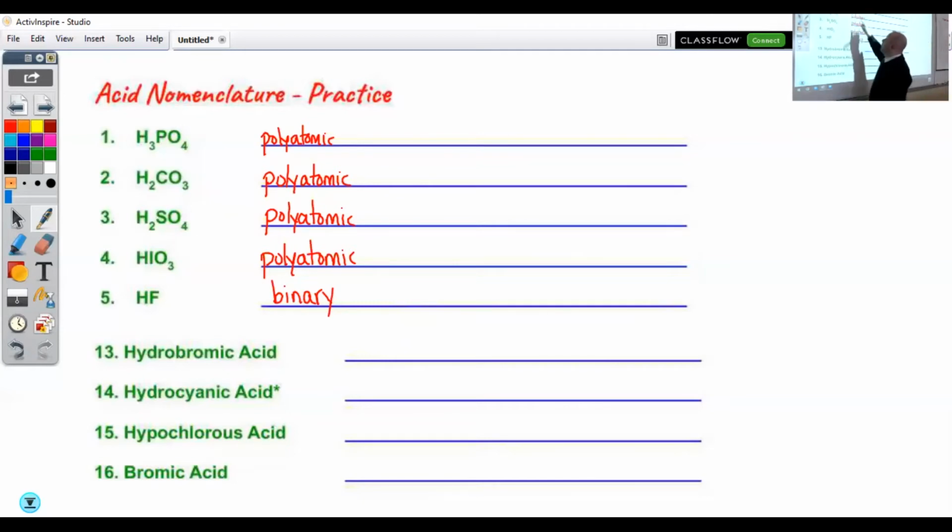Okay, so going back up to the top, we're going to look for the name of this. So we go to our common ion sheet, we find PO4. We find out that the name is phosphate. So when we make this into an acid, we're going to call it phosphoric acid. ATE becomes IC.